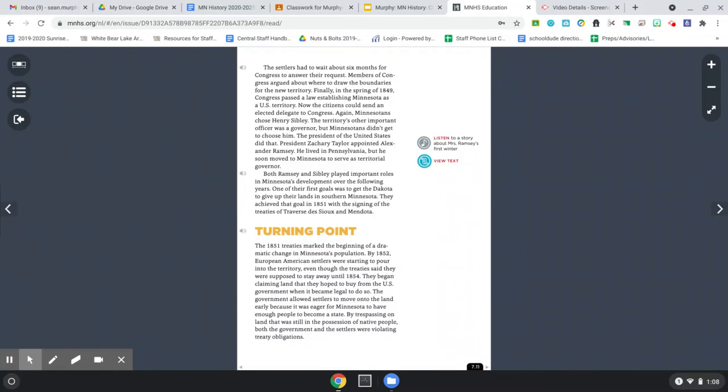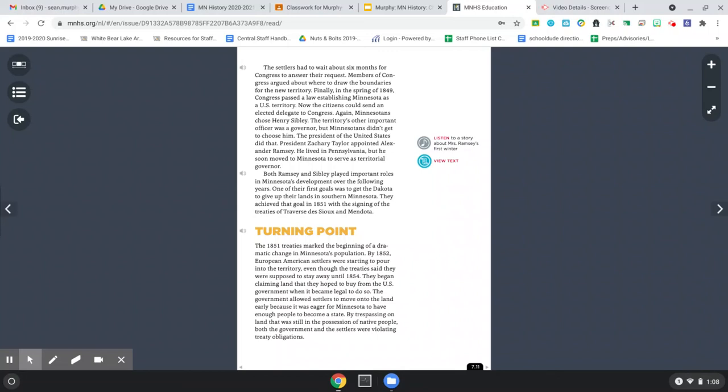The settlers had to wait about 6 months for Congress to answer their request. Members of Congress argued about where to draw the boundaries for the new territory. Finally, in the spring of 1848, Congress passed a law establishing Minnesota as a U.S. territory. Now the citizens could send an elected delegate to Congress. Again, Minnesotans chose Henry Sibley.